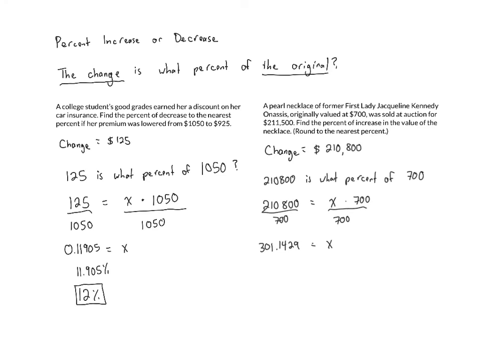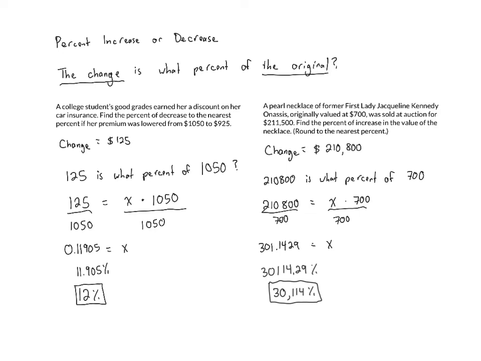Now, this is not going to be the final answer. It's not going to be 301% because this number is not yet a percent. It's a decimal number. To change from a decimal to a percent, we have to move the decimal point to the right 2 places. So this is going to be 30114.29%. And rounding to the nearest percent, that is 30,114%. That is the percent increase.